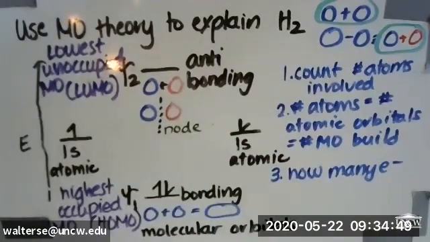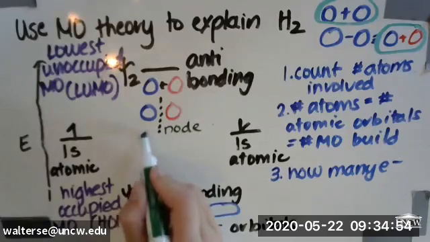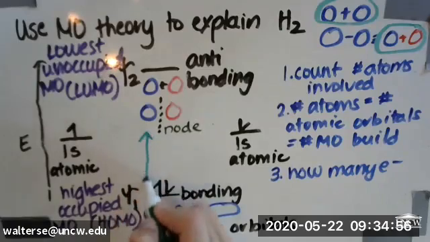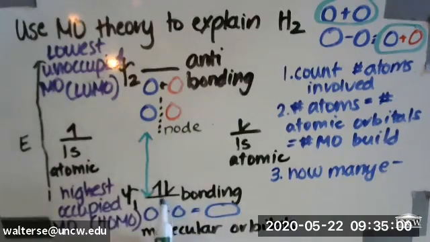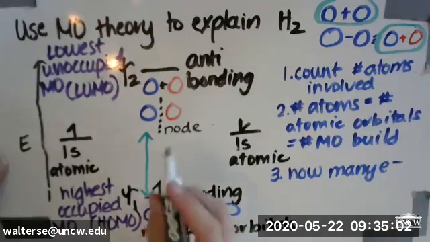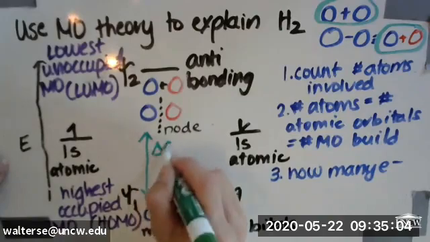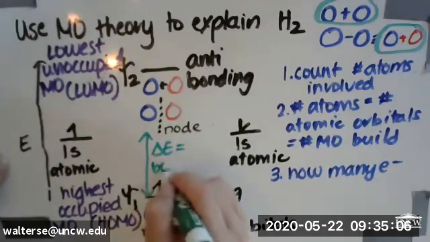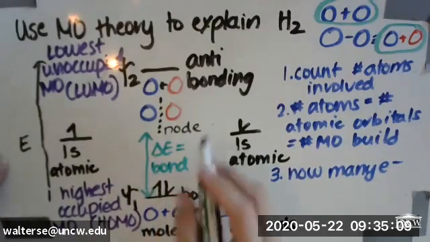Right. The last thing is this energy difference right here from the atoms on their own to the formation of the bond. This difference in energy is the bond energy or the bond strength.